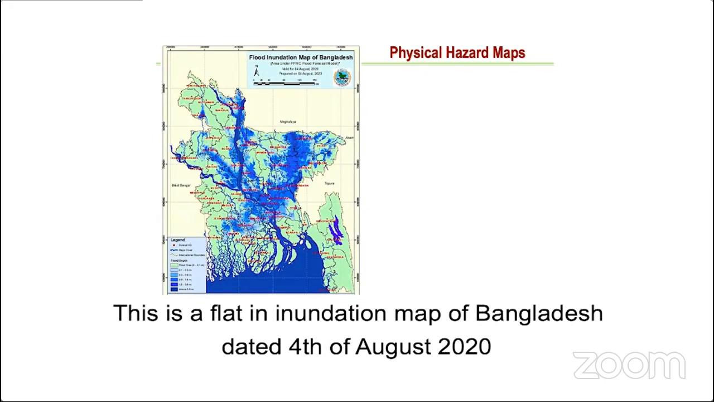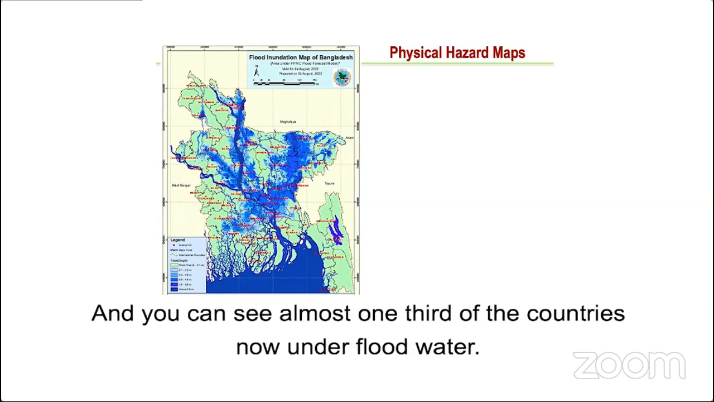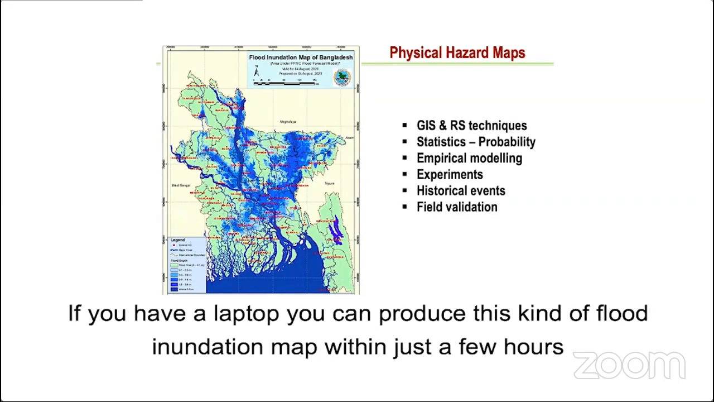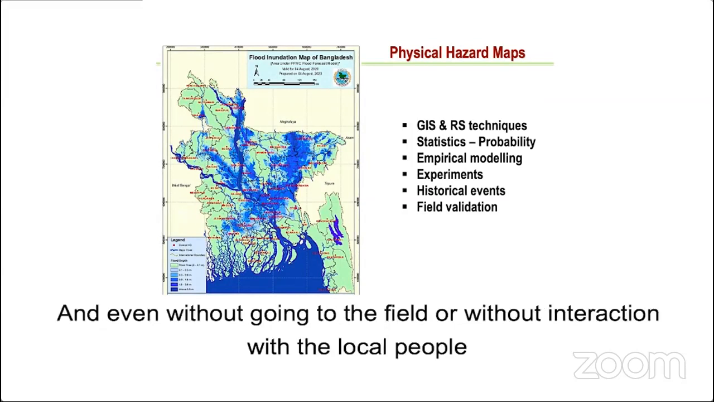This is a flood inundation map of Bangladesh dated 4th of August 2020. You can see almost one third of the country is now under flood water. If you have a laptop, you can produce this kind of flood inundation map within just a few hours, even without going to the field or without interaction with the local people.